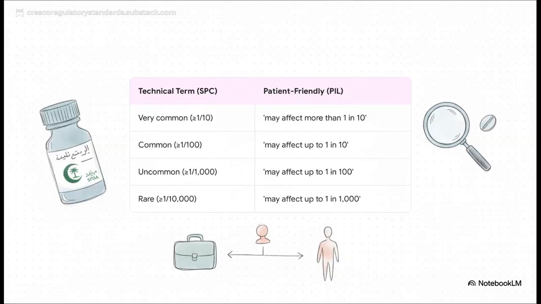And this table is a perfect example of that empathy in action. The SPC for a doctor might use a clinical term like very common. But for the patient reading the PIL, that has to be translated into something they can actually understand, like may affect more than 1 in 10 people. It's such a simple but powerful shift that makes statistical risk understandable for everyone.